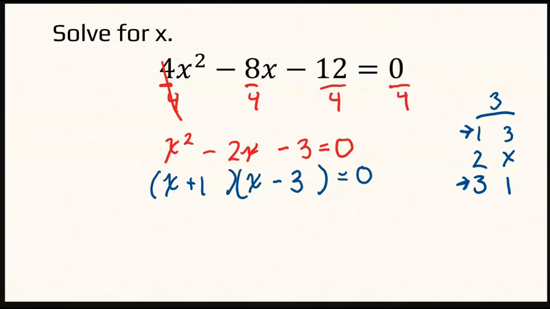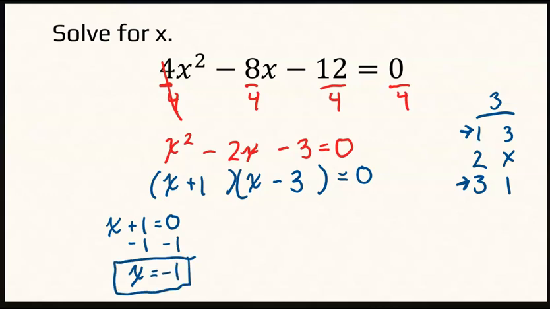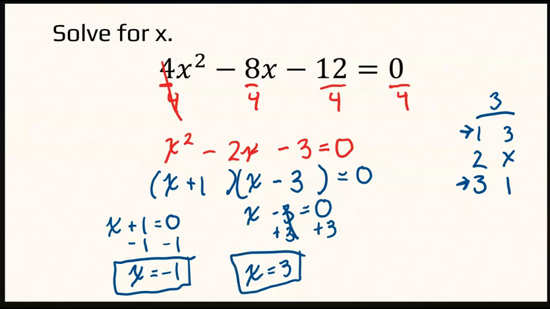Now, just like before, I'm going to set these both equal to 0 because I am solving. So I'm going to subtract the 1. My first solution is negative 1. This is one solution here. Then I'm going to add the 3 and the x equals 3, and that is my other solution. Alright, let's take a look at the next example.